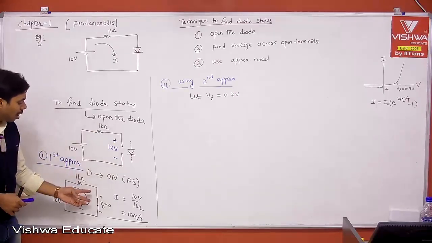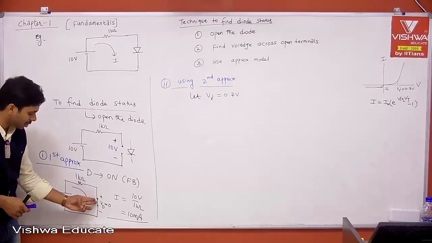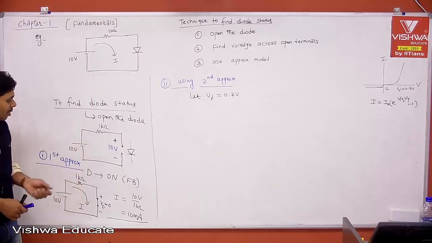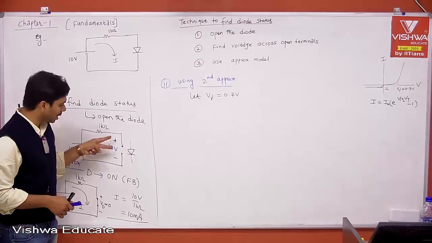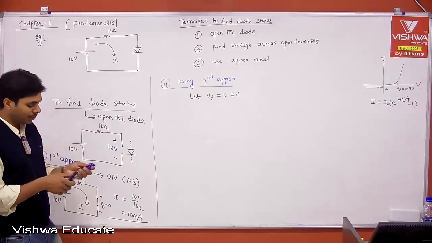But in the first approximation, out of 10 volts the diode takes 0, meaning the voltage drop across the PN junction is 0. The remaining 10 volts you will see across the 1K. But if you go for second approximation, out of 10 volts it takes only 0.7. The remaining voltage will be given to the 1 kilo ohm resistor.